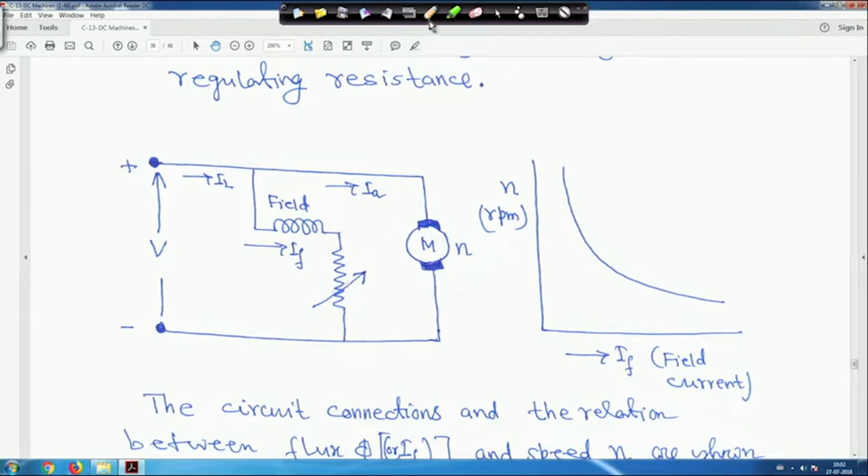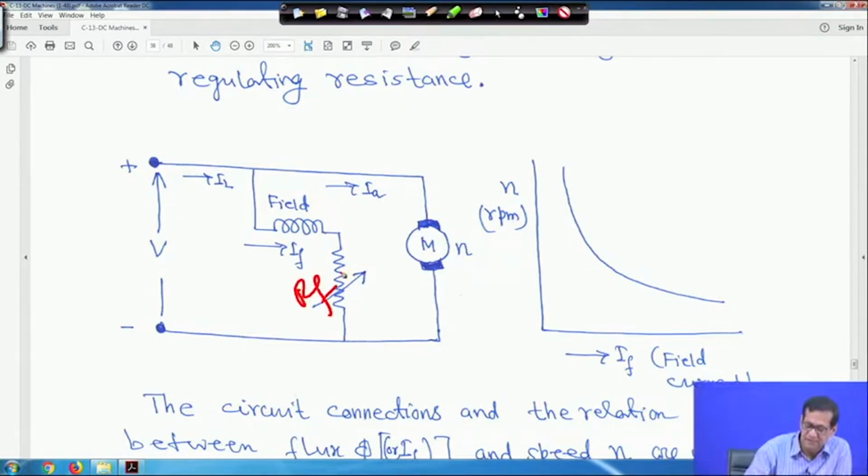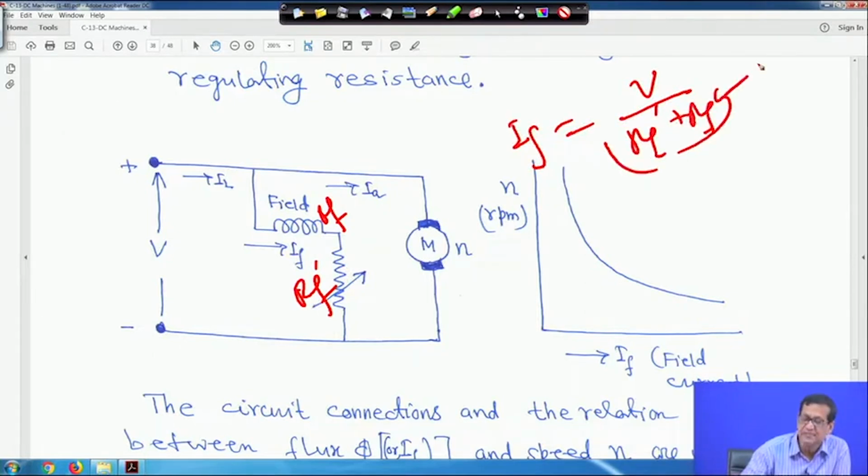For example, suppose this variable resistance is RF dash and the field resistance is RF. So, when you try to find the field current, IF will be equal to V upon RF dash plus RF. This RF is fixed, it is the field resistance of the field winding, and this RF dash is the variable resistance.